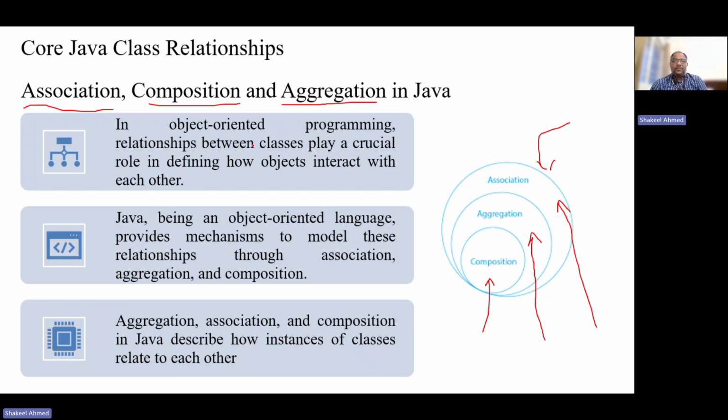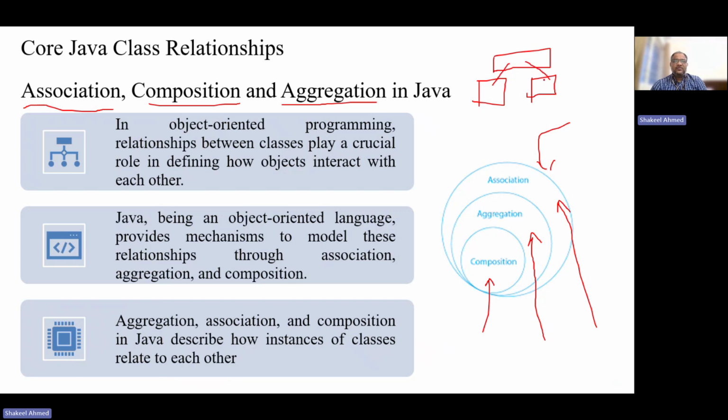In object-oriented programming, the relationship between classes plays a crucial role in defining how objects interact with each other. As I just mentioned, we have classes and we have objects, so how those classes and objects interact with each other is very crucial, and this is the fundamental functionality of object-oriented programming. That's where Java, being an object-oriented language, provides mechanisms to model these relationships through association, aggregation, and composition.